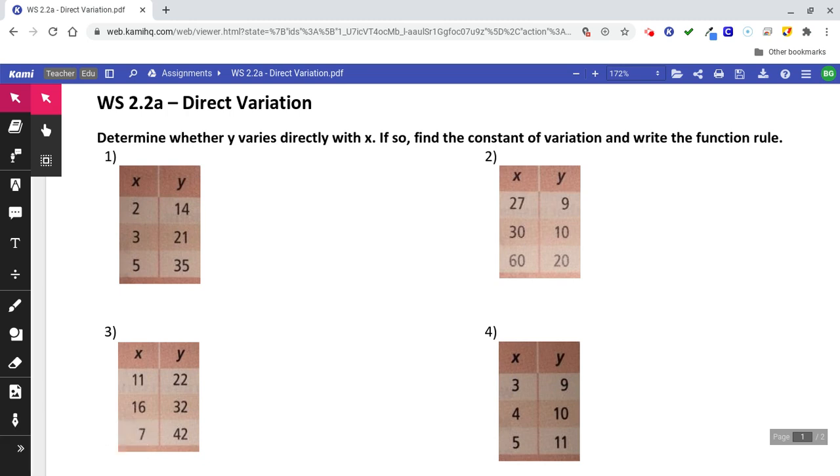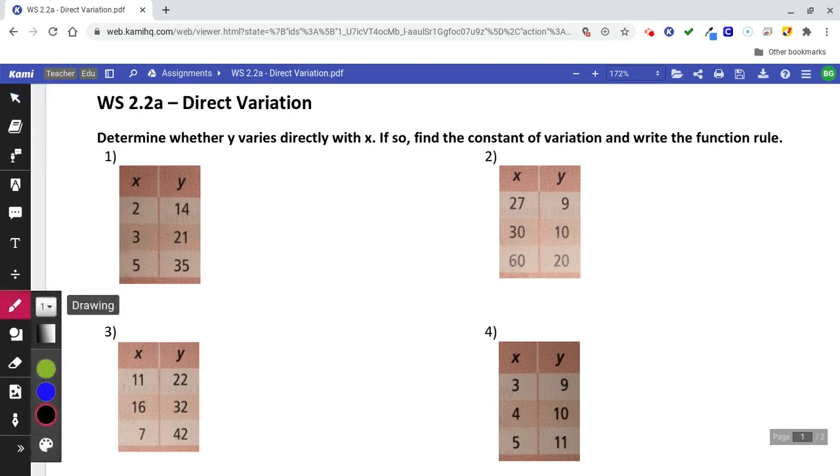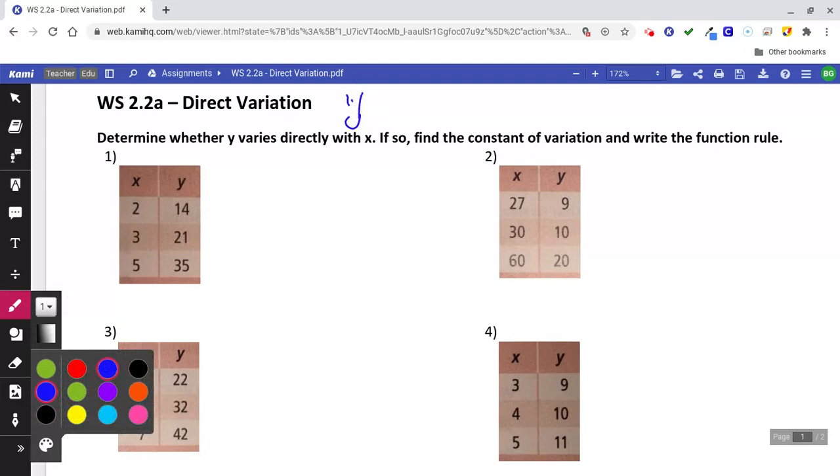2.2a, direct variation. Direct variation is talking about some kind of relationship between x and y. So when you see it as an equation, it's going to look like this: y equals kx. Any equation that has that form has a direct relationship. But what does that mean?